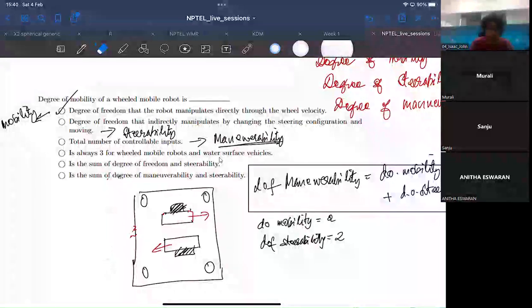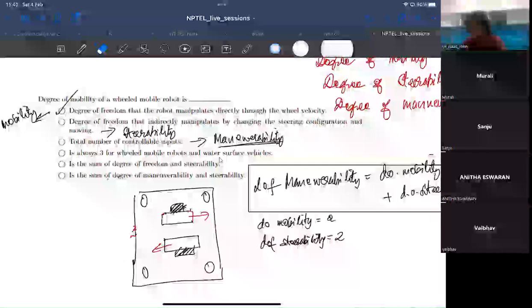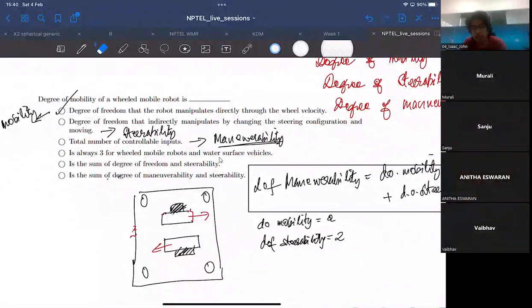Let's proceed. Maybe we can discuss that in the next week's lectures if we come across it. So if you require 2 independent steerable axes, then the degree of steerability would be 2. If the steering of both of these wheels is controlled using 1 motor, then the degree of steerability would be 1, and the degree of maneuverability would be the sum of mobility and steerability, that would be 2. But if you are independently controlling both of these motors, then we would require the degree of steerability as 2.